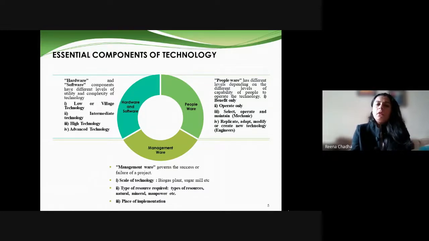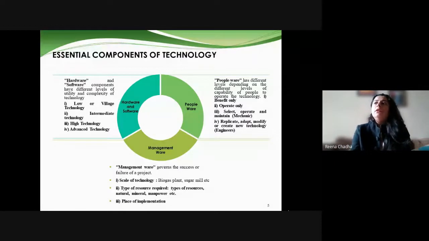Then we have management where we decide how we have to manage the technology. Now we have created a technology, we have created hardware, we have software, but many times the best of technologies fail because of the lack of management involved, and the lack of managerial abilities in our engineers.